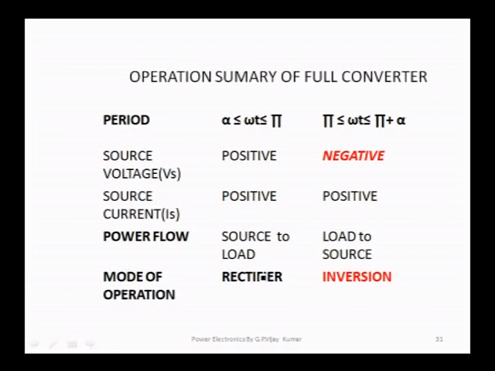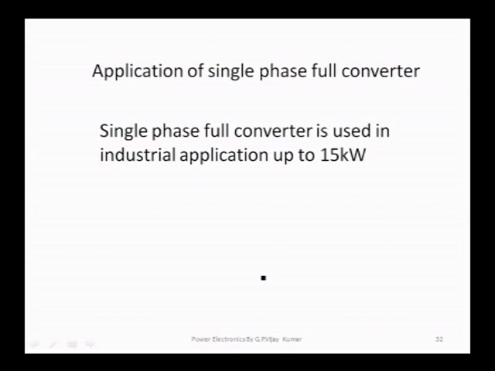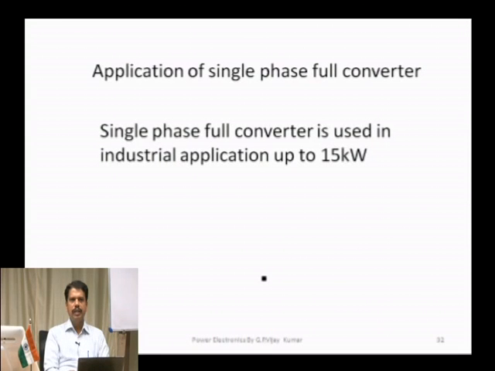So, the mode of operation during the duration alpha to pi is rectifier operation, because both the source voltage and current are positive. During pi to pi plus alpha, it is inversion operation because power flows from load to source, hence we have a two quadrant operation. As for application, the single phase full converter is used in industrial applications up to 15 kilowatts.